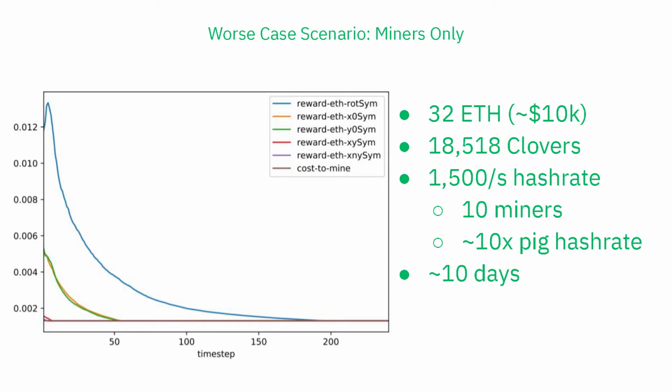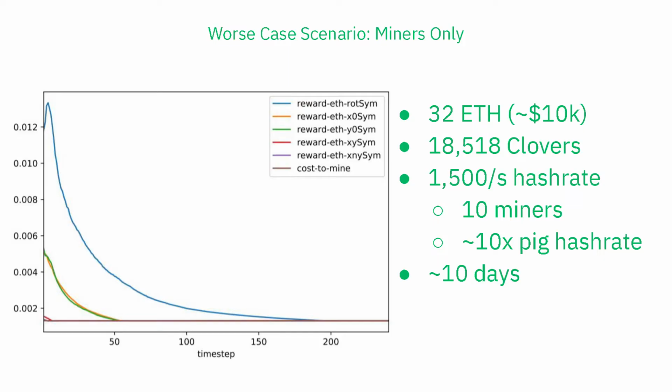So we modeled the worst case scenario, which was miners only. We gave them a huge hash rate. We put in the $10,000, which is about 32 Ether, and gave 10 miners hash rates that are 10 times the pig hash rate. It took them 10 days under our best scenario. This was the first time that I started that cycle system where I tweaked a parameter, ran the simulation, tweaked the parameter, ran the simulation.